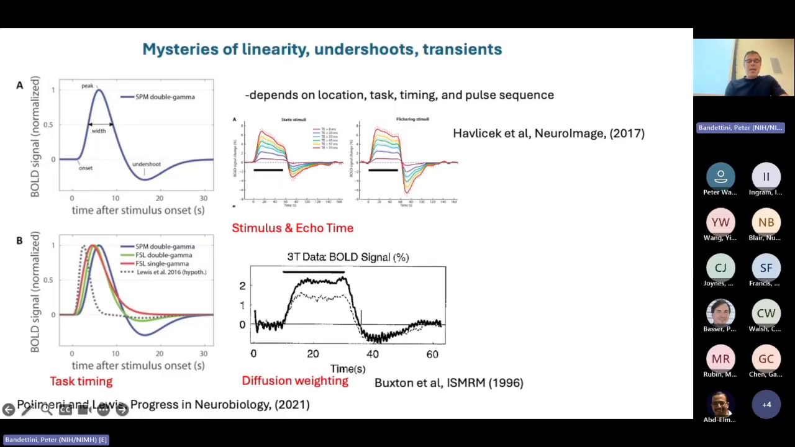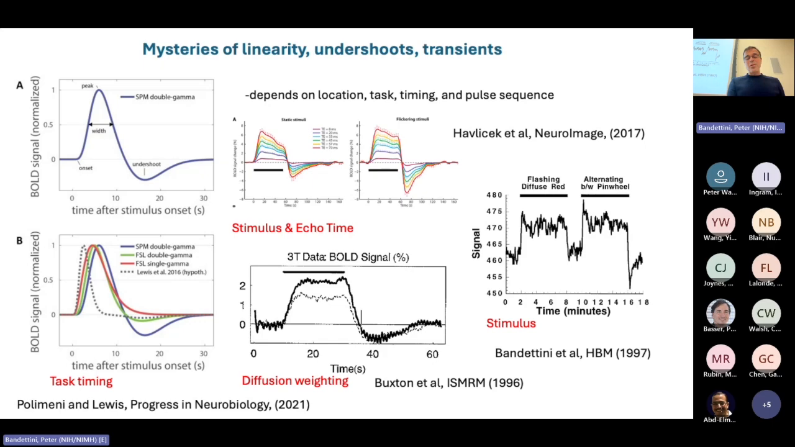Also, a curious thing is that, and I talked a little bit about this last time, if you add diffusion weighting to get rid of the intravascular signal, the blood signal in the vessels, about a third of the signal disappears because that's from inside the vessels. But the post-undershoot isn't affected at all, which implies that the intravascular signal doesn't contribute to the post-undershoot, which seems like it implies that the oxygenation is back to normal again, and so it's a blood volume effect or something like that.